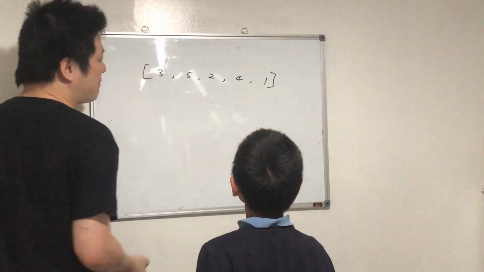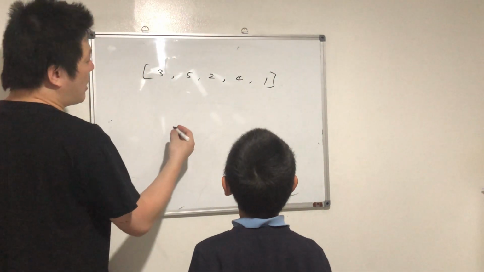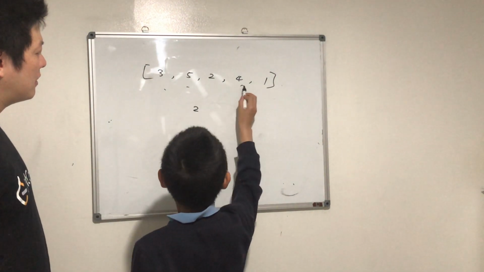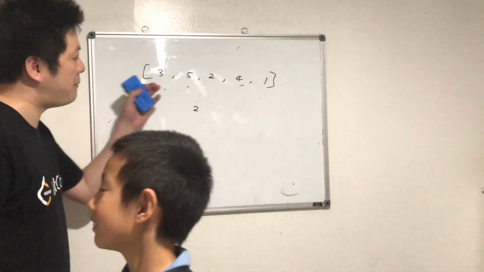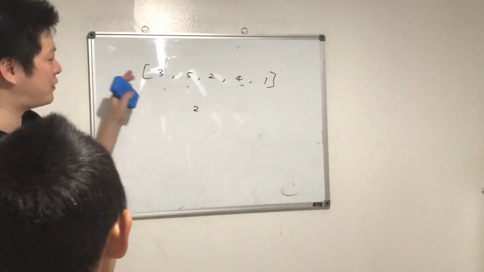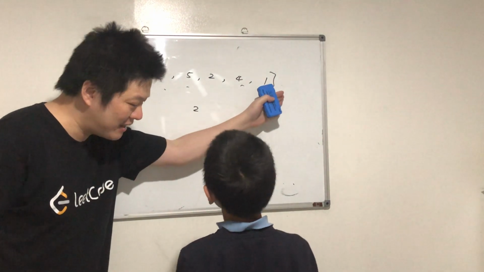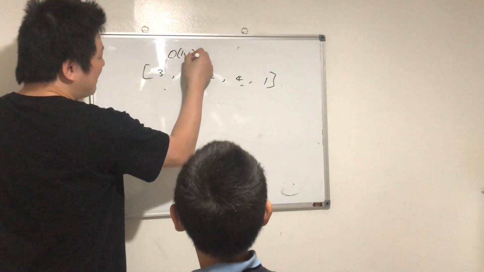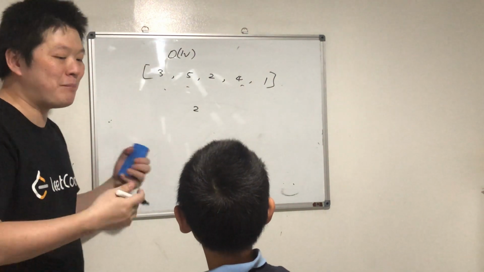If I want you to tell me how many numbers are bigger or equal than 2, how do we do it? If this is a very big array, you have to check from the beginning to the end, right? This is O(n). Can we do better? Or can we make it better?